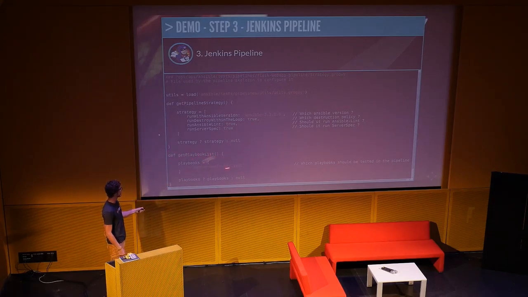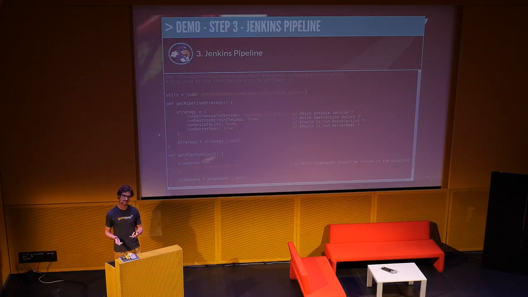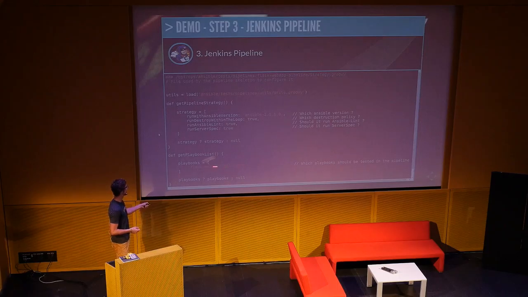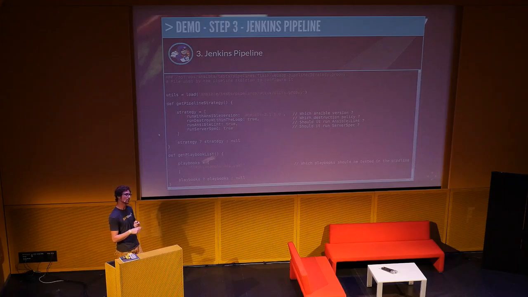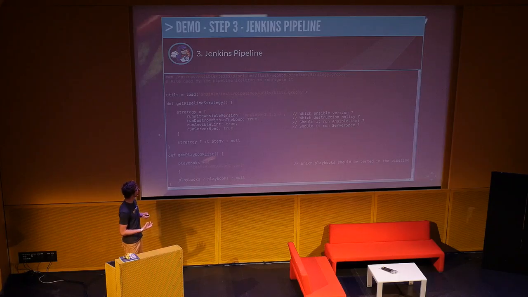Let's take a look at the Jenkins pipeline. So here it looks a bit different from what we've seen from the skeleton. Actually, the skeleton that you've seen is the one that we're using. Of course, I removed all the commented part with the to-dos, so we call some functions. But we now use what we call a strategy script that is going to help us to configure our pipeline.